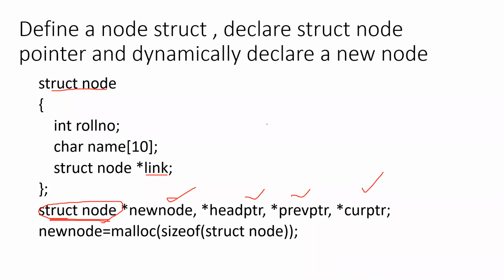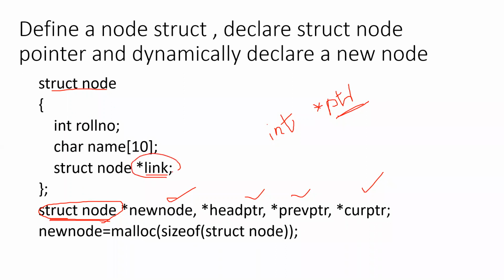I told you, integer data type means we will be declaring an integer pointer. How will you declare it? int star ptr, right? Like that. This is done because I want to store the address of an integer variable in a pointer variable called ptr.